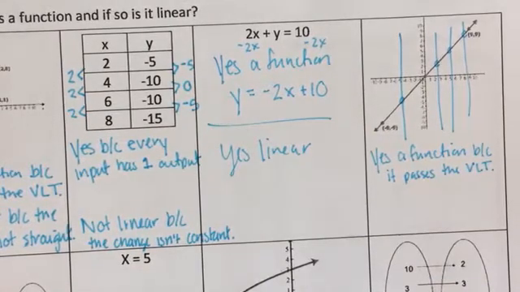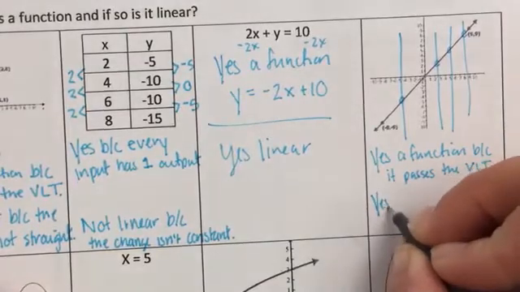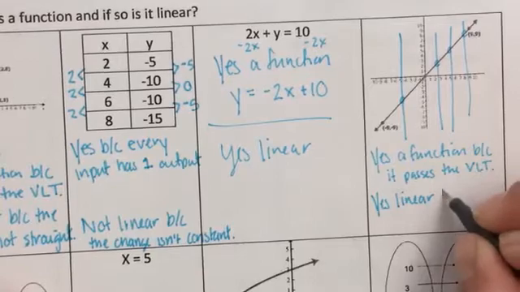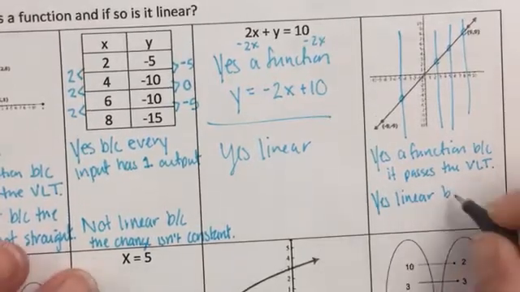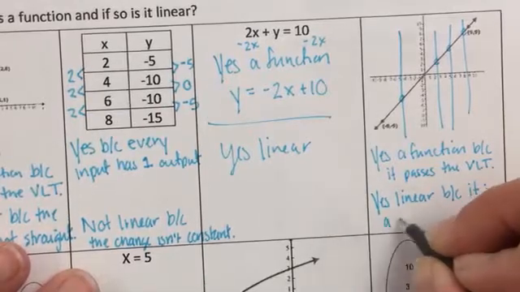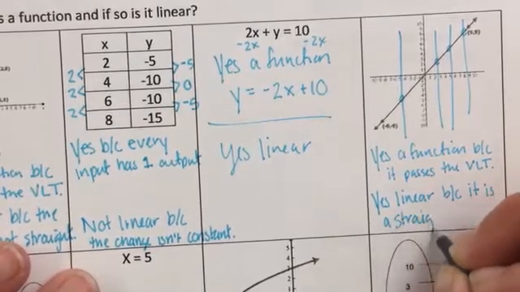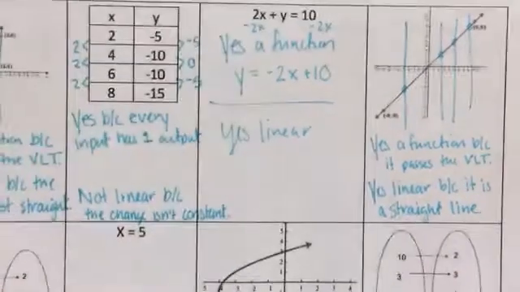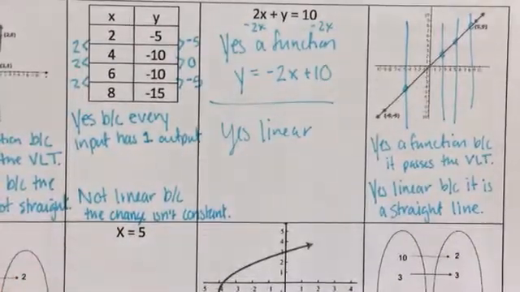Then the second part, is it linear? No. Yes. Wait. Okay, what does it mean to be linear? A straight line. So yes, it could be negative though. Linear, because it is a straight line. So it's a function because it passes the vertical line test. It's linear because it's a straight line.